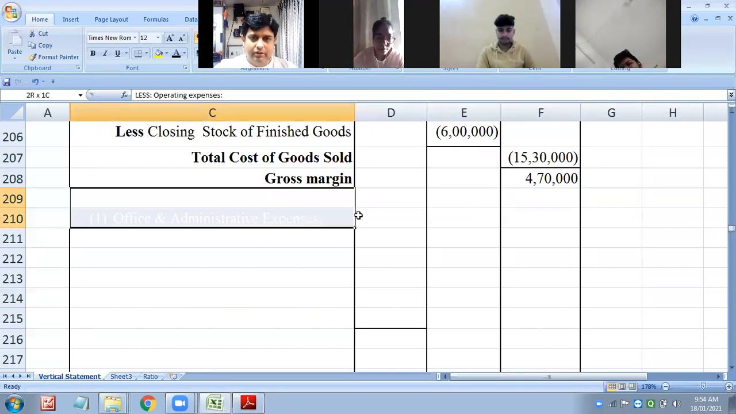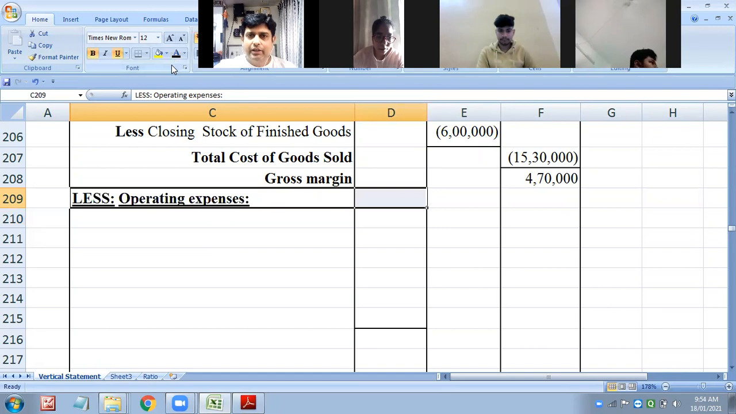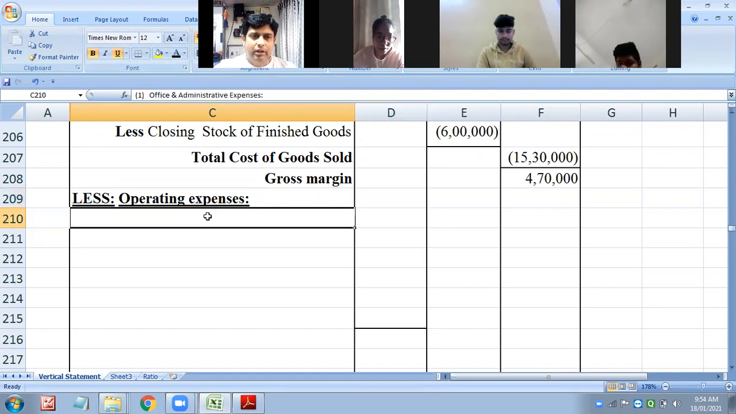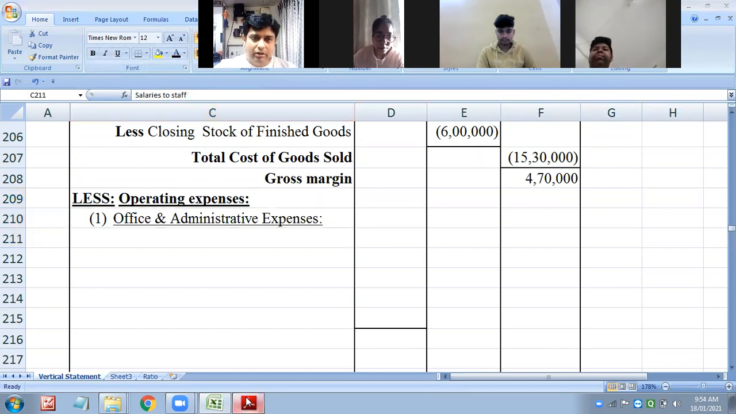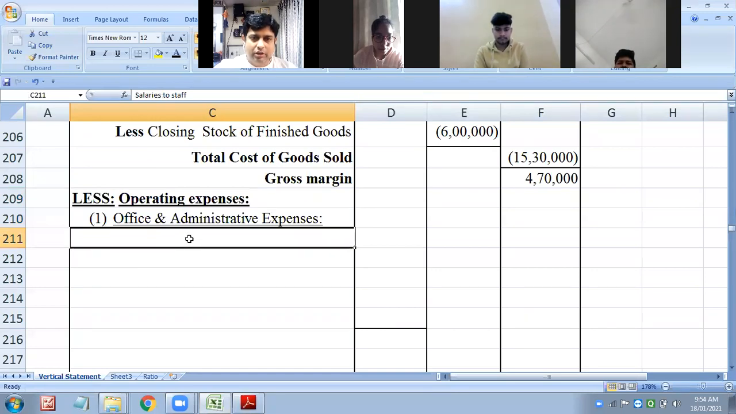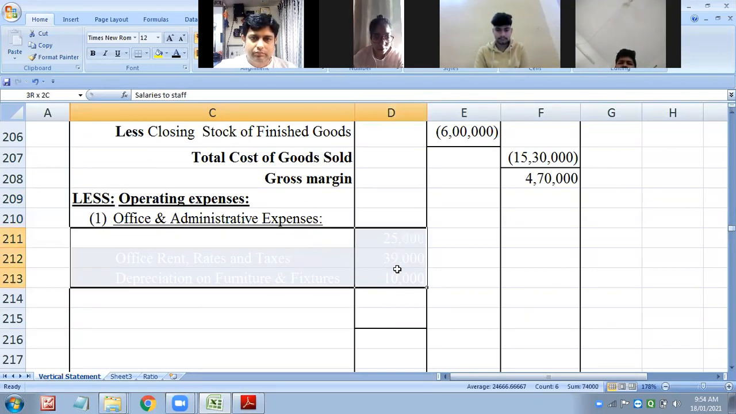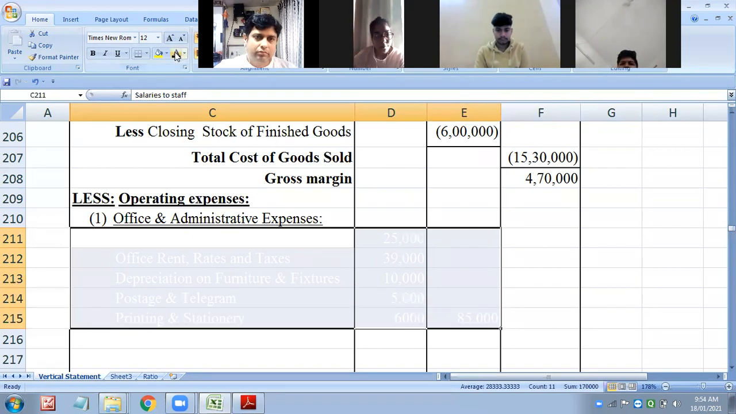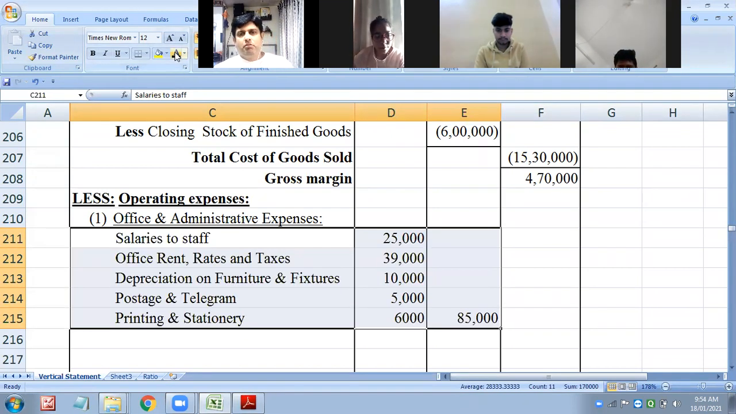From here we will write operating expenses. Write down. In operating, we are going to write office and administration, and then all office and administration related items. What was that? Office salary, office rent, postage telegram, director fees. These all will come, and depreciation on office furniture. So all those four or five items will come under the head of office and administration. So like this. I hope things are clear to you all.